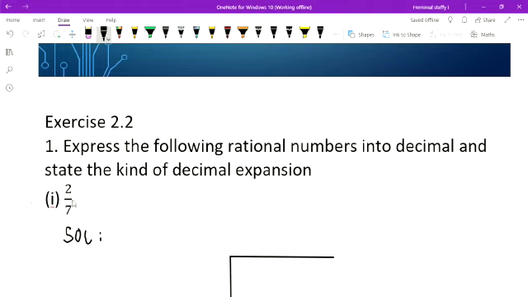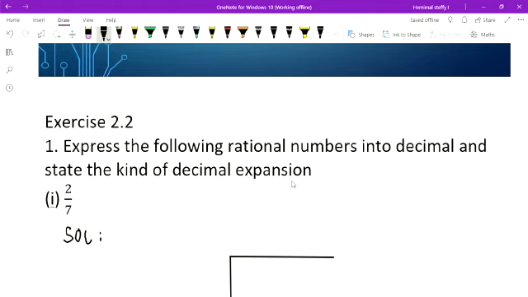First I am going to change the 2 by 7 into decimal numbers. After that I am going to state the kind of decimal expansion. That means we are going to see whether it is terminating or non-terminating. Terminating means we have the finite number. This shows that the process could lead to a decimal with a finite number. This is called the terminating number.